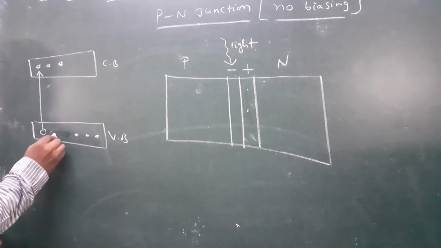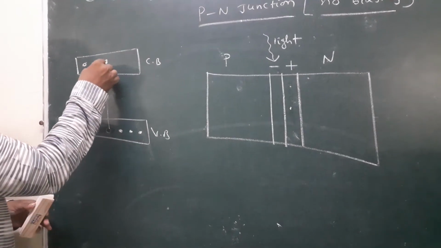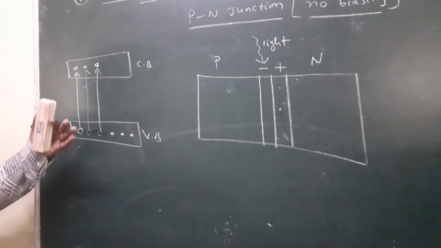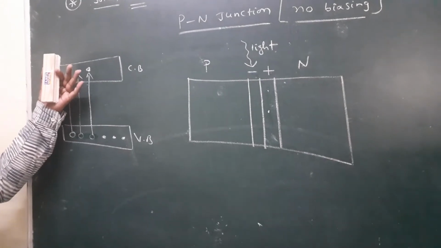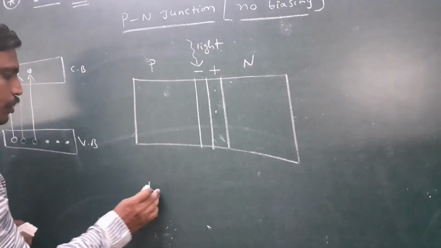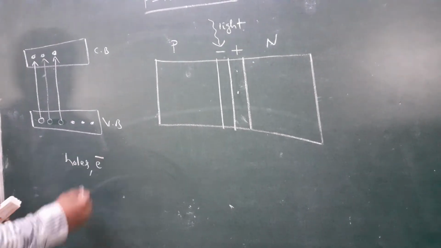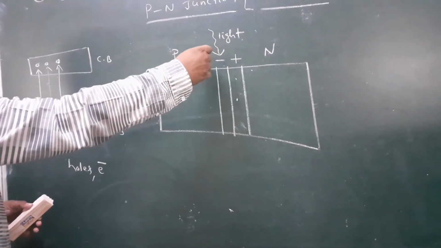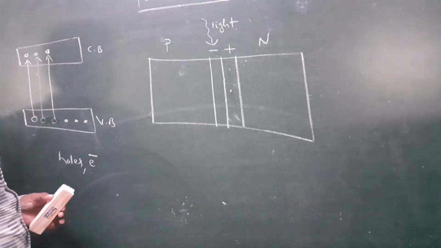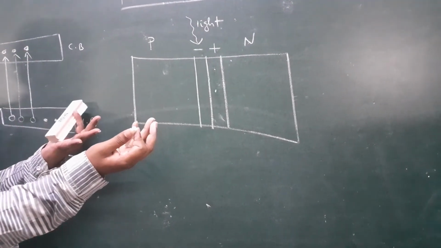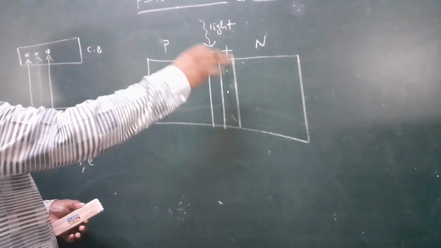Here, vacancies are created. This vacancy is nothing but the hole. That means holes are created in the valency band and conduction electrons are created in the conduction band. That means here also hole-electron pairs are created in the substance. Here there is no battery. In the previous case, the photodiode is reverse biased, but here there is no battery.